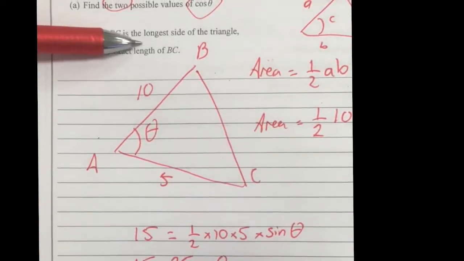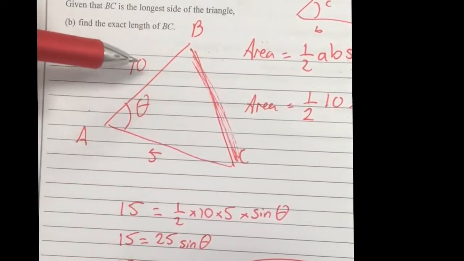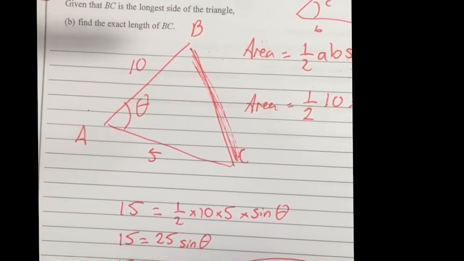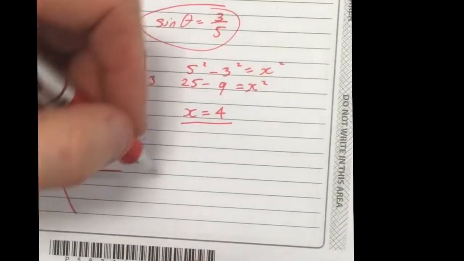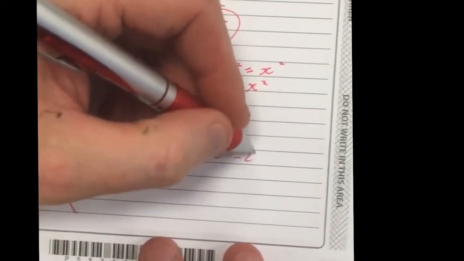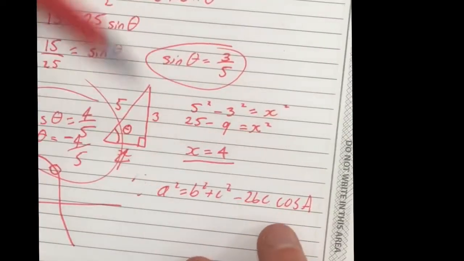Right, find the exact length of BC. So we want to find this length here. So we're going to be using the cosine rule. Hopefully some of you spotted. If you know this bit here, you can quite easily use the cosine rule to find that. So the cosine rule says a squared equals b squared plus c squared minus 2bc cos A. Now that is why they asked you to find cos of our angle in the first place, because we're going to be putting one of these values straight in there to find this length.